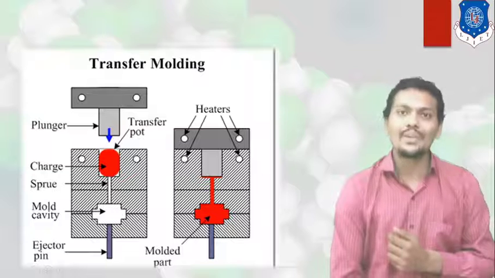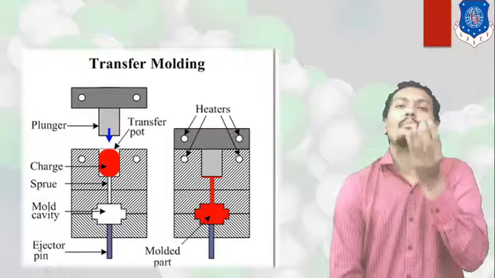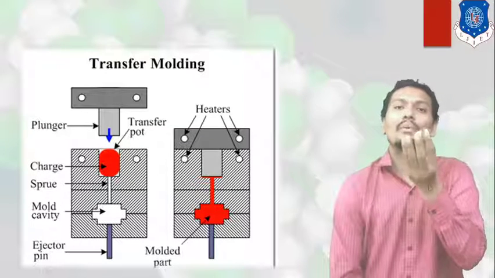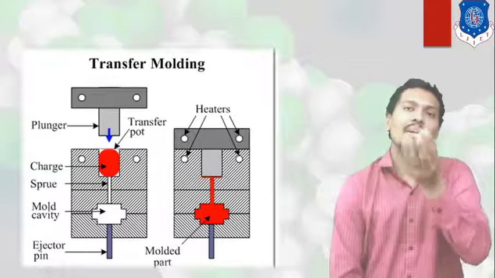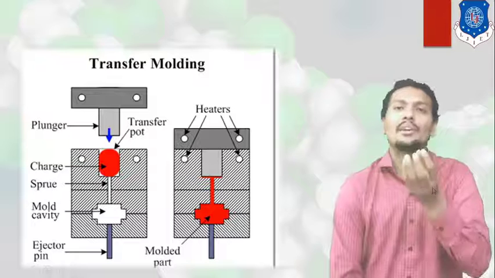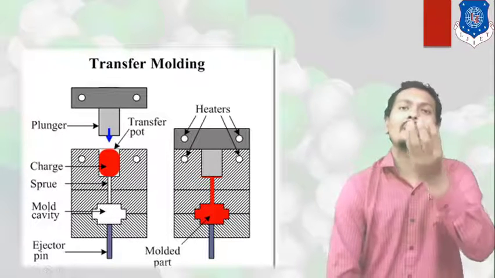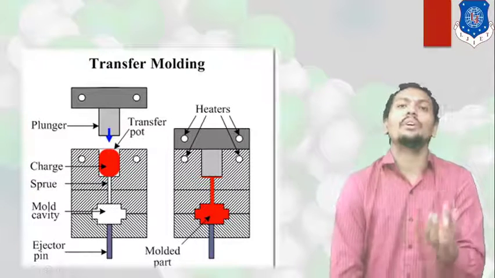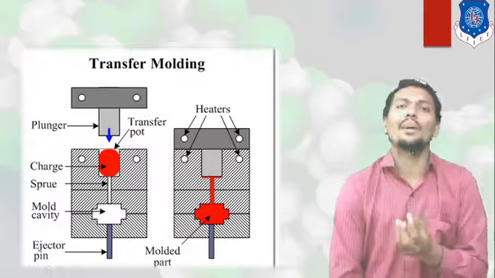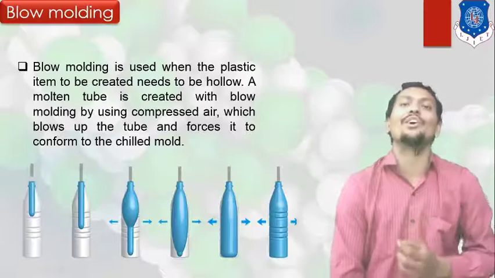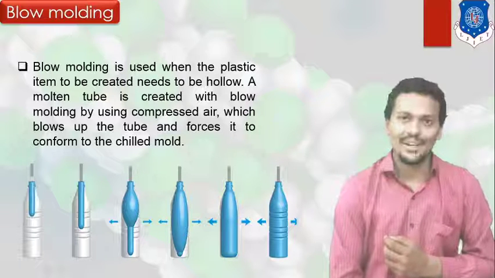Here I mentioned the transfer molding view. In the transfer molding, there is one part where your plastic charge is placed, and after application of heat your plastic can be transferred to the different cavities, right? So as per your requirement you can reshape or mold your plastic component.